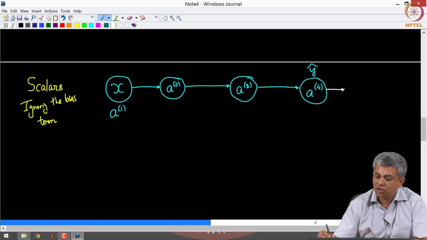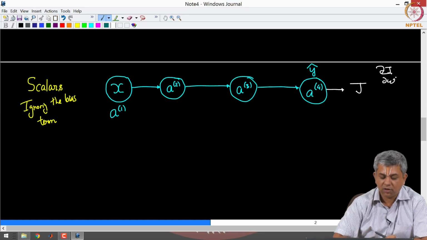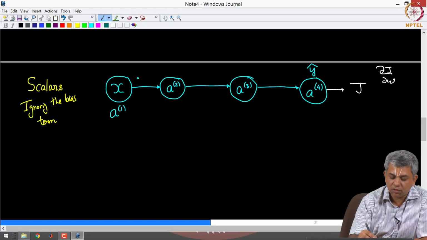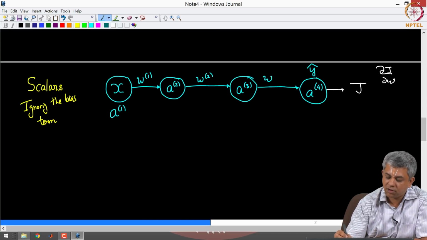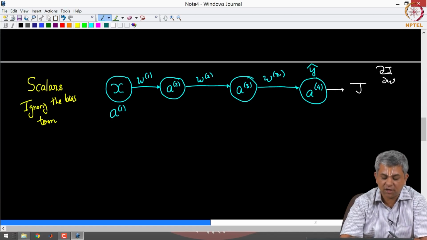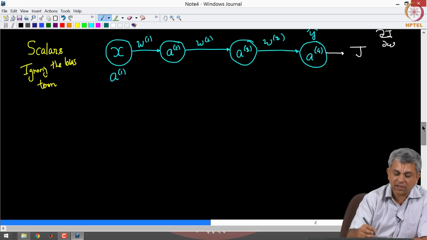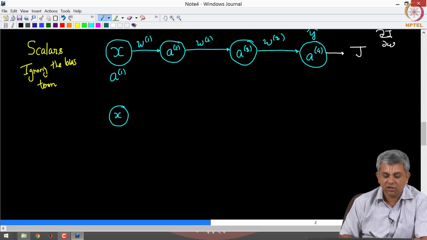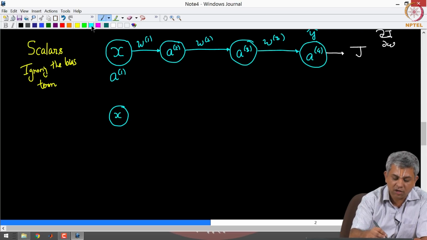Okay. So, after this we get J, and we want to find out what is del J del W. Now, how many weights do we have here? Notice, from A1 to A2 you have one weight, here you have another weight, and here you have another weight. So, we have three sets of weights, in this case just three weights, because these are scalars. So, I am going to do the same thing as I did in logistic regression and just draw this figure slightly differently, just for ease of comprehension.